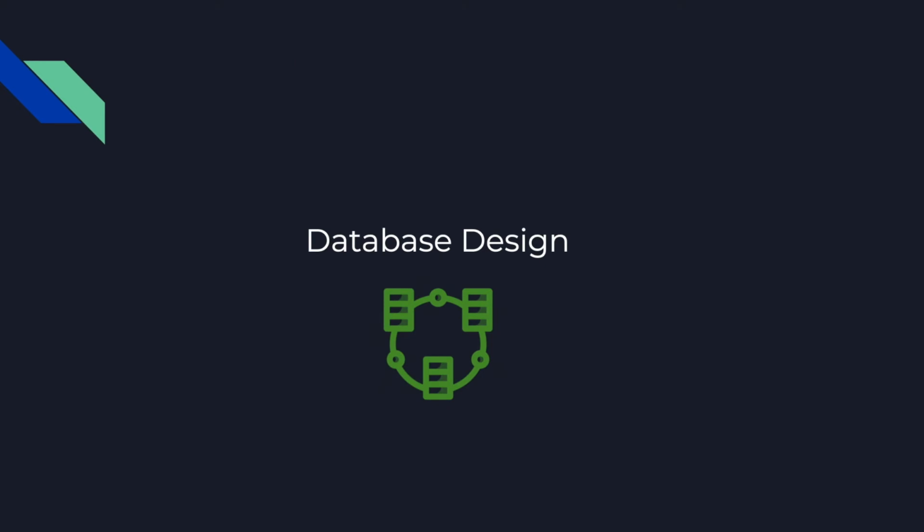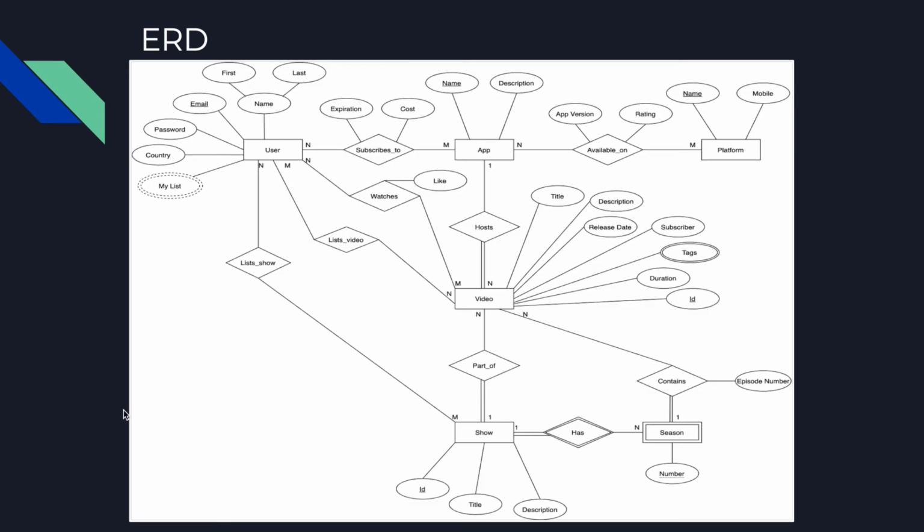So next, focus on the design of our database. The first step in our design was constructing the ERD. Briefly going through which entities we have created: we have user, app, platform, video, show, and season. For video and show, we've created unique IDs because it could be the case that two videos might have the same title or two shows might have the same title. So those are identified by IDs. User has email, app name, platform name. And the rest of the attributes are pretty straightforward.